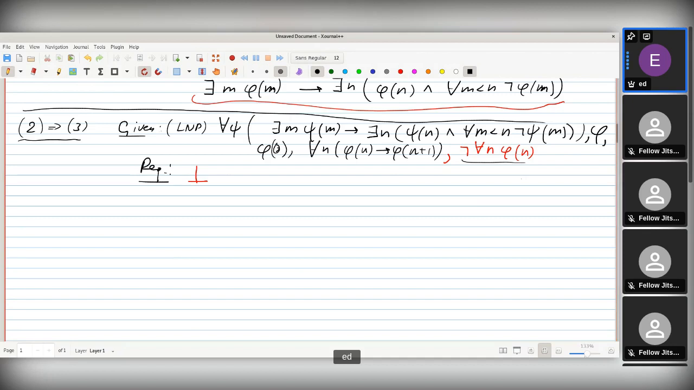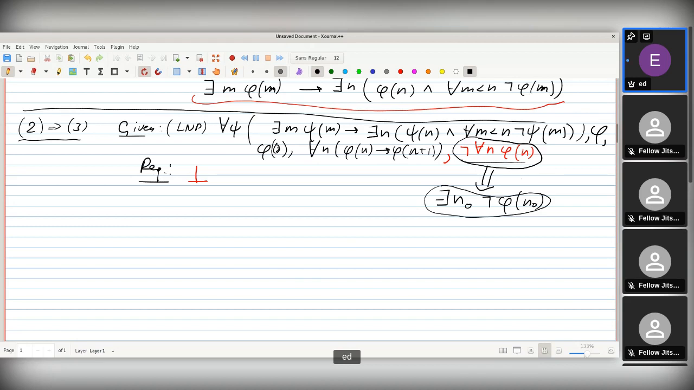But what does it mean that it is not the case that phi of n holds for every n? There's this one case: yes, there exists some n. Let's call it n0. There exists n0 for which phi fails.